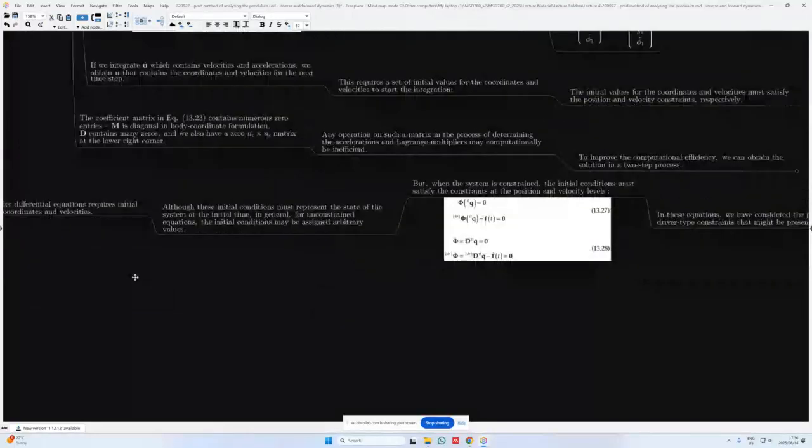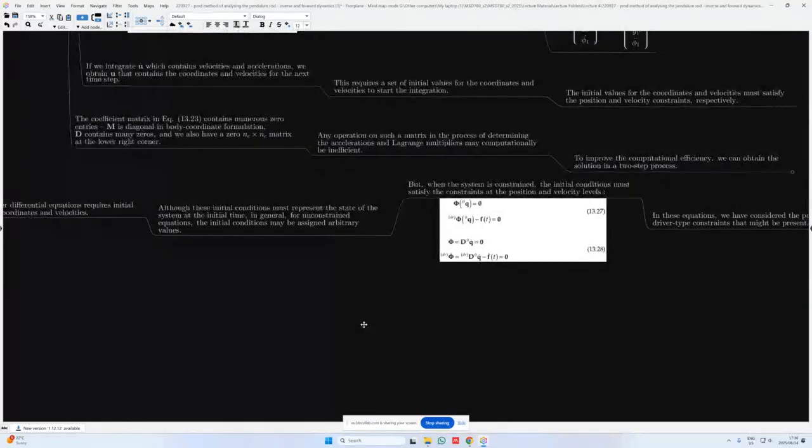Next we can delve into the initial conditions and how they are treated in this case. Solving second order differential equations requires initial conditions on the coordinates and velocities, the same as with the unconstrained formulation. Although these initial conditions must represent the state of the system at the initial time, in general, for unconstrained equations, the initial conditions may be assigned arbitrary values. But when the system is constrained, so when we have actual joints that connect the bodies to one another, the initial conditions must satisfy the constraints at the position and the velocity levels.